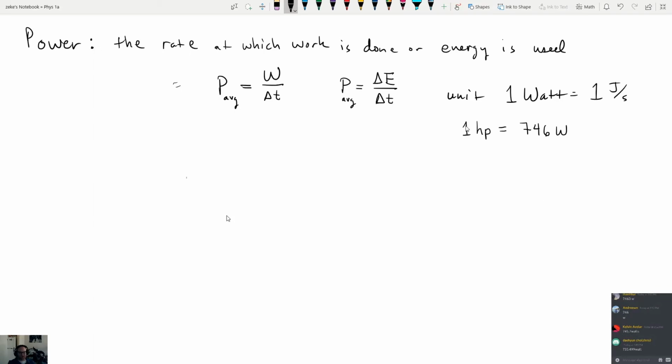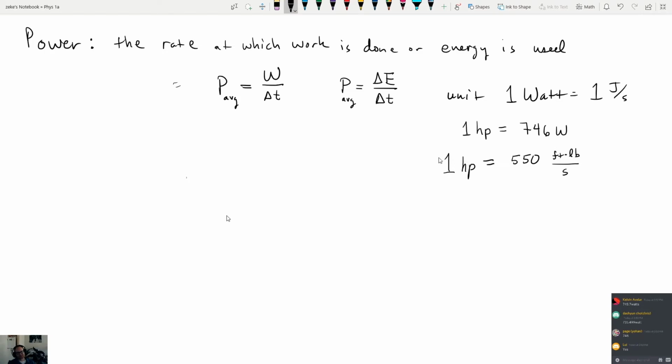So what is a horsepower? Horsepower is measured in foot-pounds per second, I believe. And because nothing in the English system of units makes any sense at all, 1 horsepower corresponds to 550 foot times pound divided by seconds. For whatever reason, that's what 1 horsepower is.